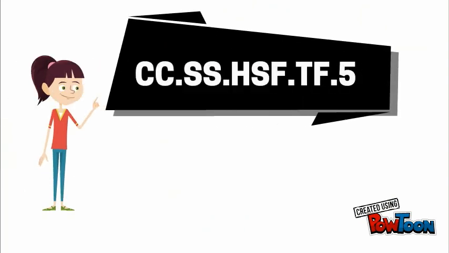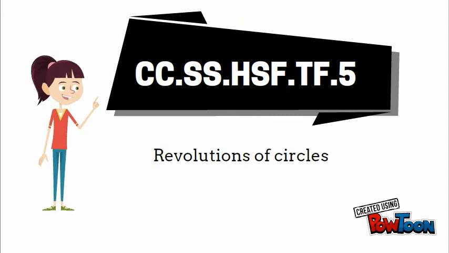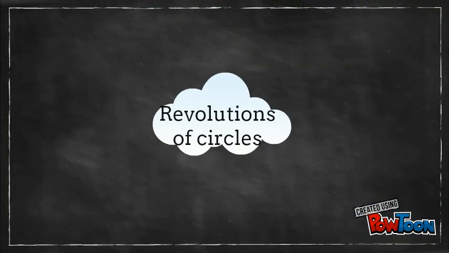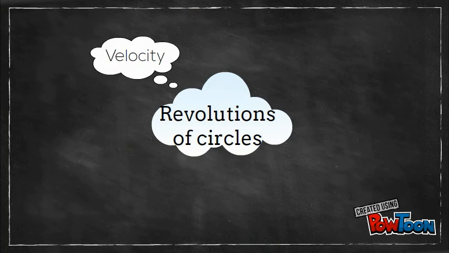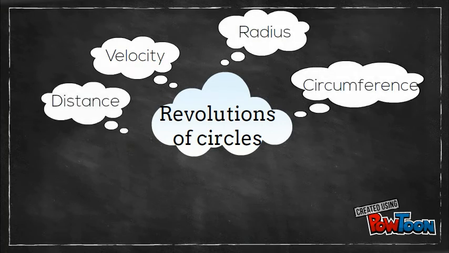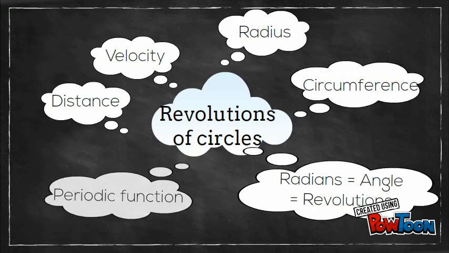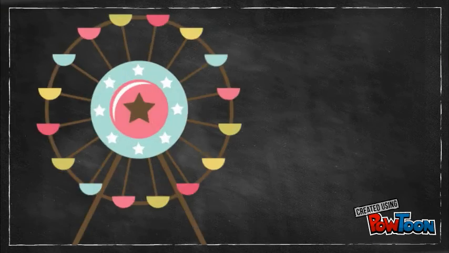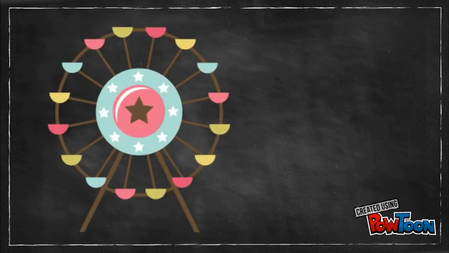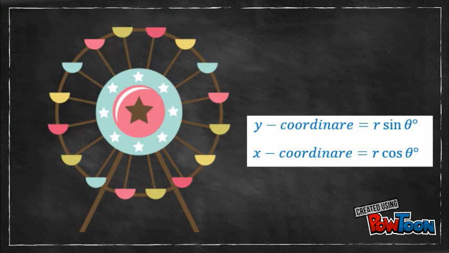Next in the list is standard CCSS HSF T F 5, which is about revolutions of circles. I learned about the relationship between velocity, radius, circumference, and distance. I also learned about radians and compared them to the value of angle degrees in revolutions, plus the periodic function and how it is relevant to the revolutions of a circle. It may be useful when you're on a Ferris wheel. You may use cosine and sine to determine horizontal position and vertical position respectively.